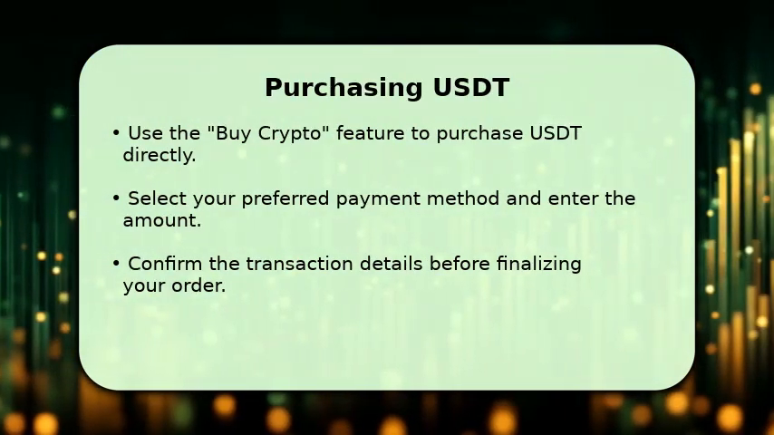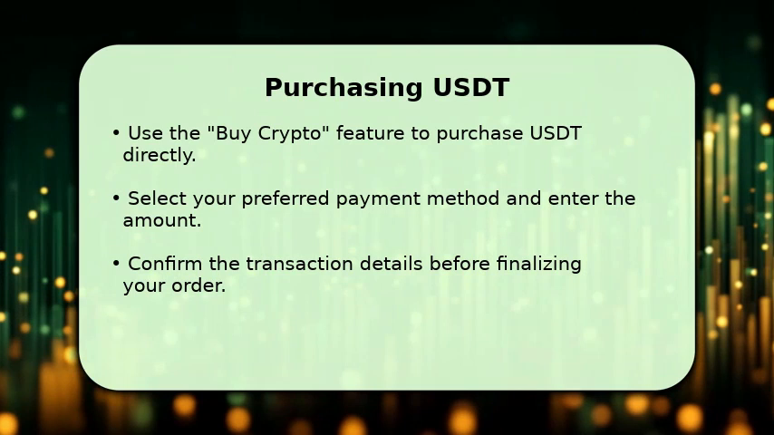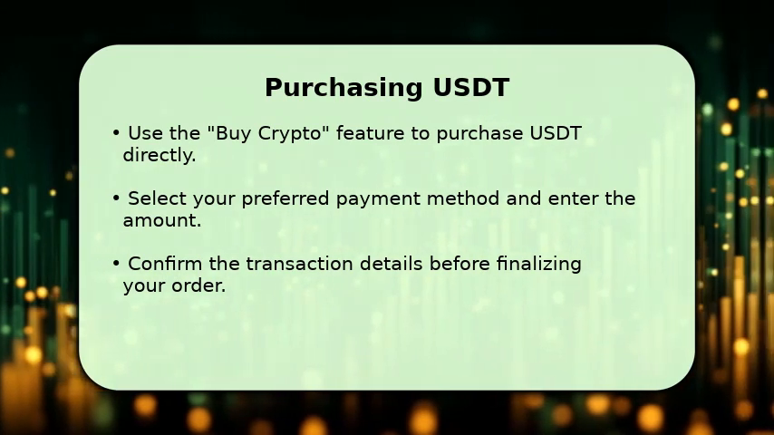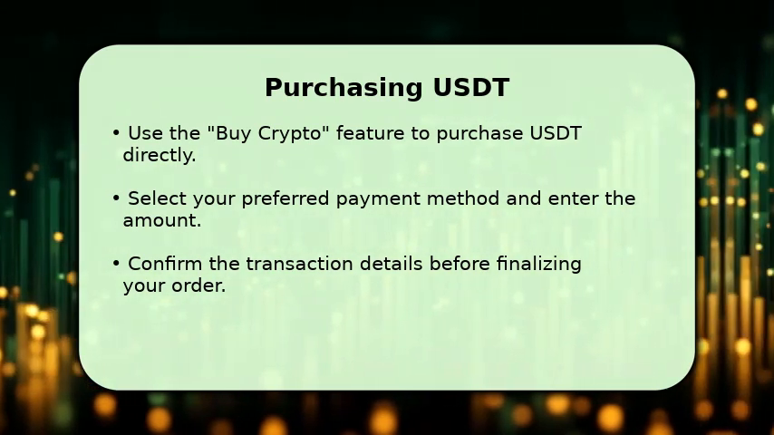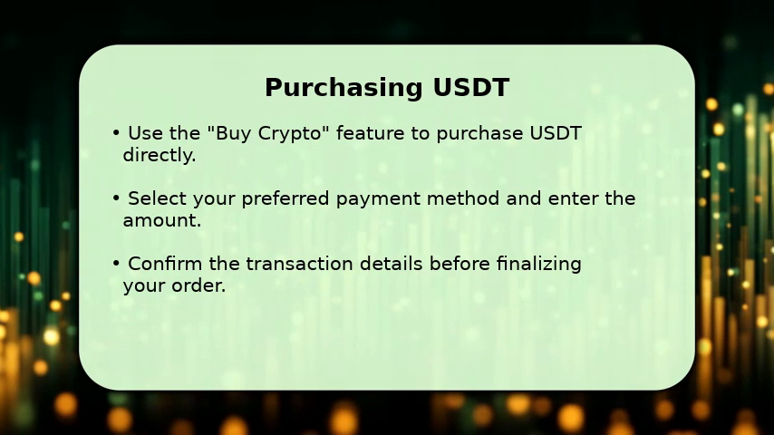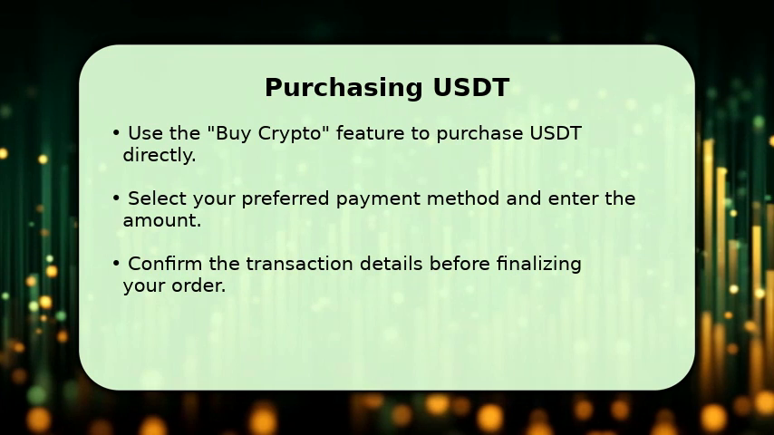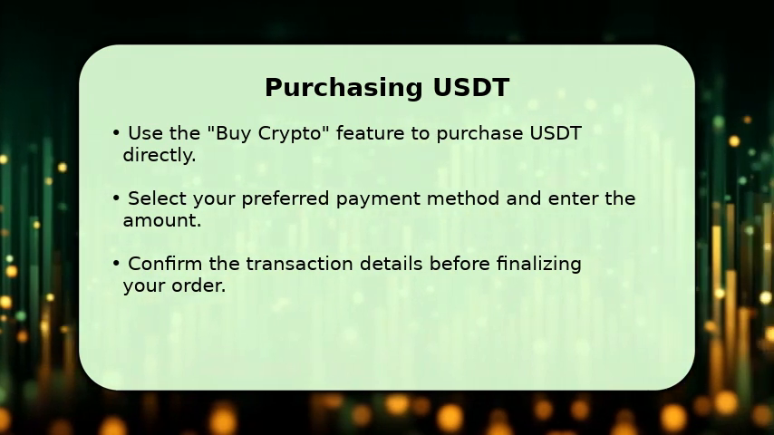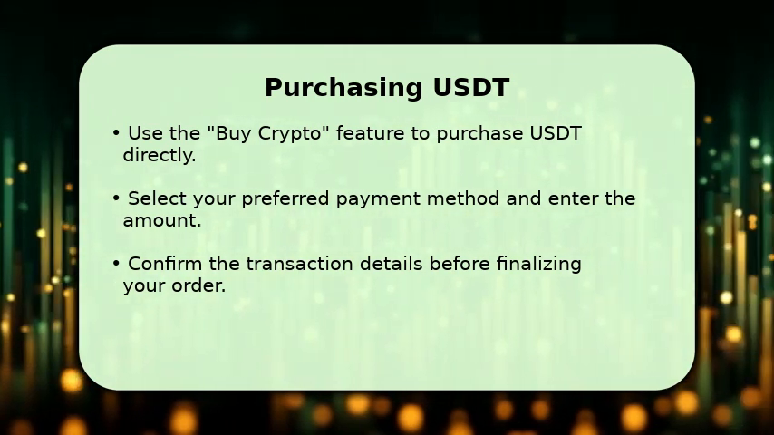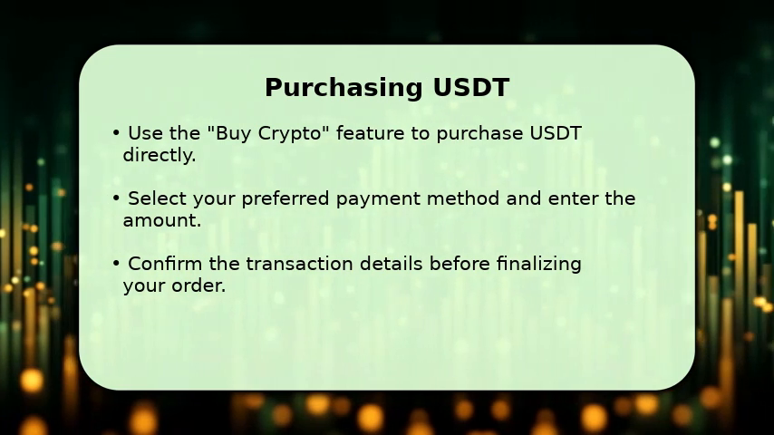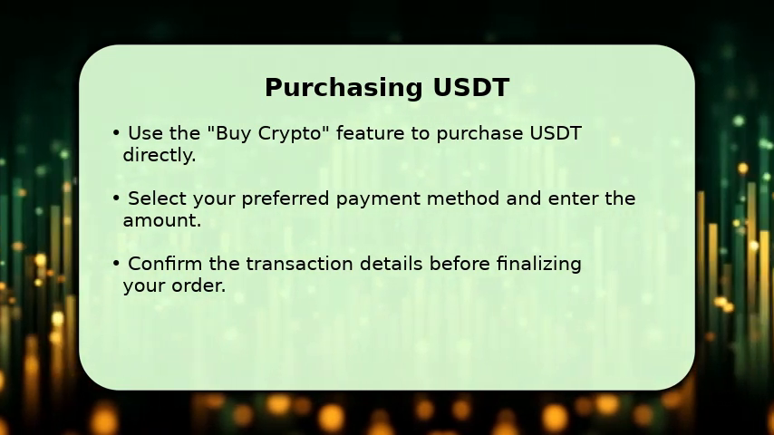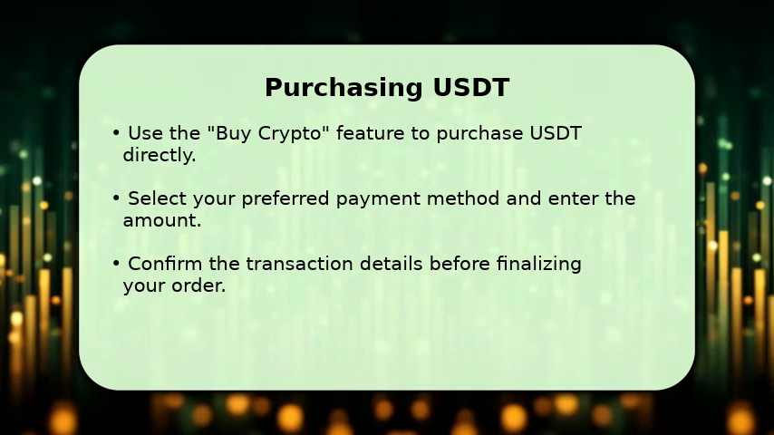Now, let's buy some USDT. Head to the Buy Crypto section on KuCoin. Here, you can choose to purchase USDT directly using your deposited fiat or other cryptocurrencies. Select your preferred payment method and input the desired amount of USDT. Carefully review all the transaction details, including the price and fees, before confirming your order to complete the purchase.